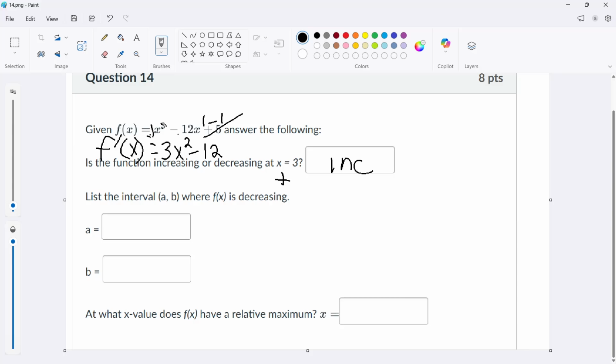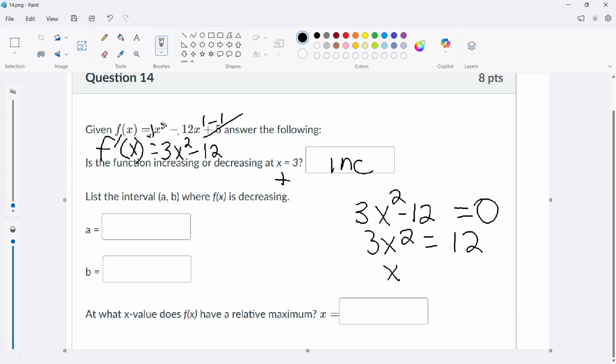Then it says, list the interval where f of x is decreasing. Well, I'm going to take that derivative, 3x squared minus 12, set it equal to 0, find out what the answer or answers are, and then set up intervals and test some number in each interval to see if it's increasing or decreasing there. So this is 3x squared equals 12. x squared equals 12 divided by 3, which is 4. x equals plus or minus 2. So my intervals are going to be negative infinity to negative 2, negative 2 to 2, 2 to infinity.